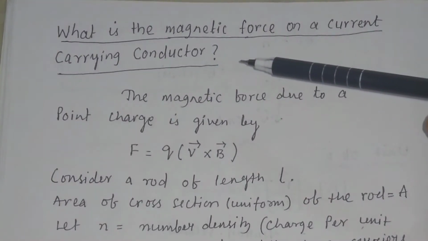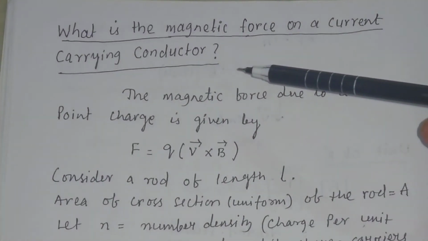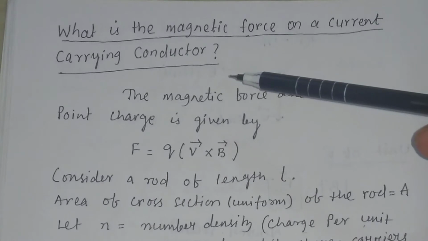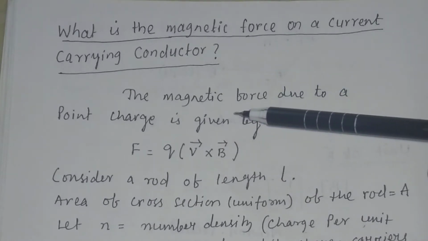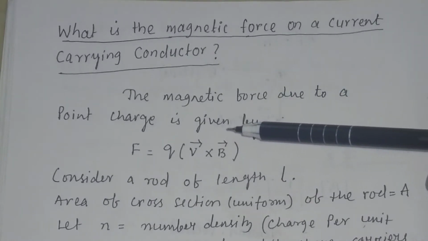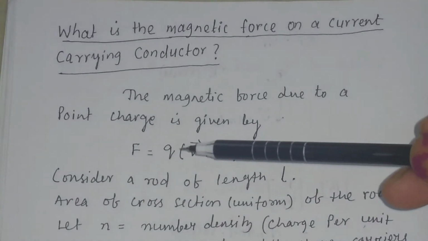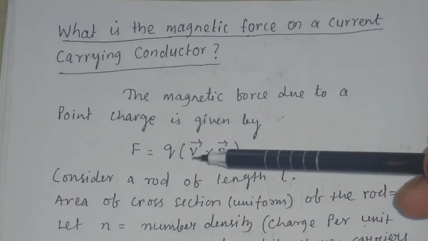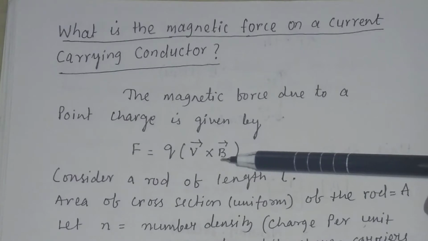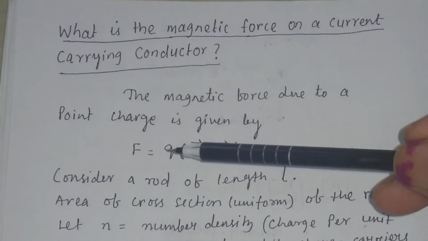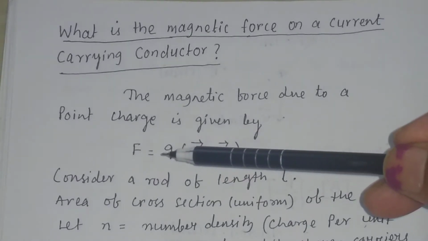What is the magnetic force on a current carrying conductor? We know the magnetic force due to a point charge is given by F equals Q V cross B. This force is also called the Lorentz force.